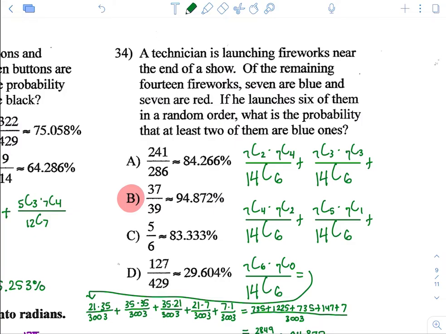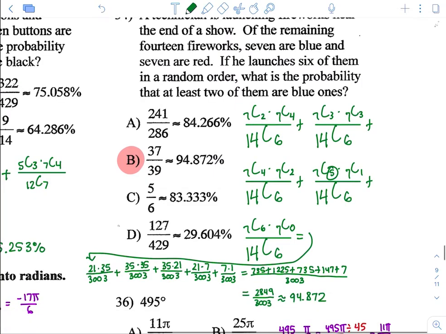What is the probability that at least 2 of them are blue ones? So at least 2 of them are blue ones means he could have launched 2 of them, he could have launched 3, 4, 5, or 6. So this is a scenario. If he launches 2 blue ones, he launched 4 red ones. He launched 3 blue ones, 3 red ones. Launched 4 blue ones, 2 red ones. Launched 5 blue ones, 1 red one. And launched 6 blue ones, and he must have launched 0 red. So that is the setup. And then pretty much it's just putting it in your calculator and calculating all that, and you should have gotten 94.872%.